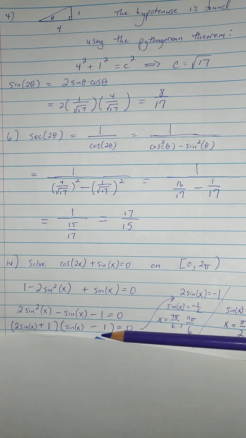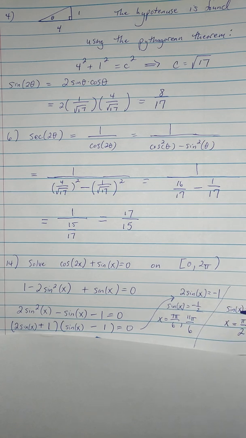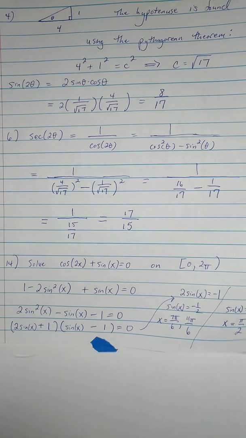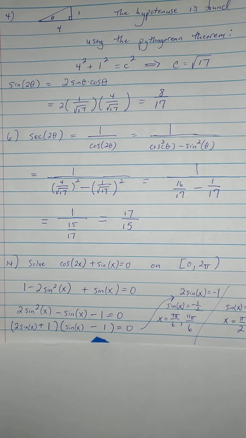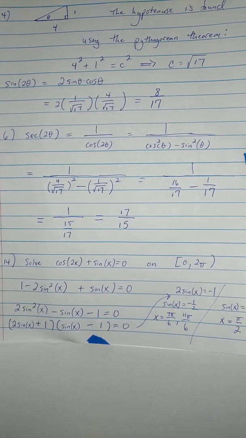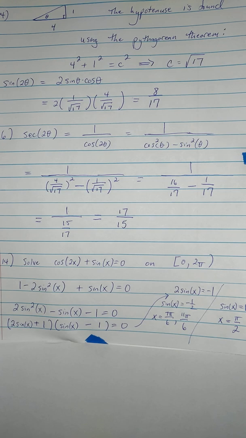I take the other factor, sine x minus 1, set it equal to 0. That gives me sine x is 1. And there's only one place in the unit circle where the y-coordinate is 1. That's where the angle is pi over 2. So that's that solution. I think you can see it all there.